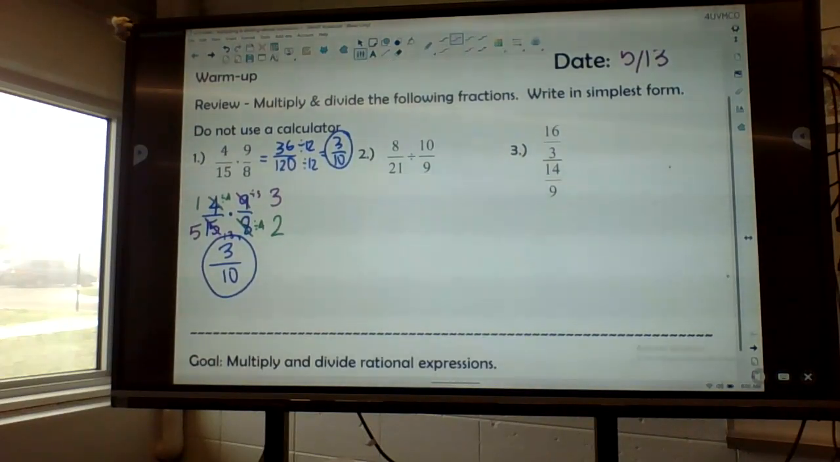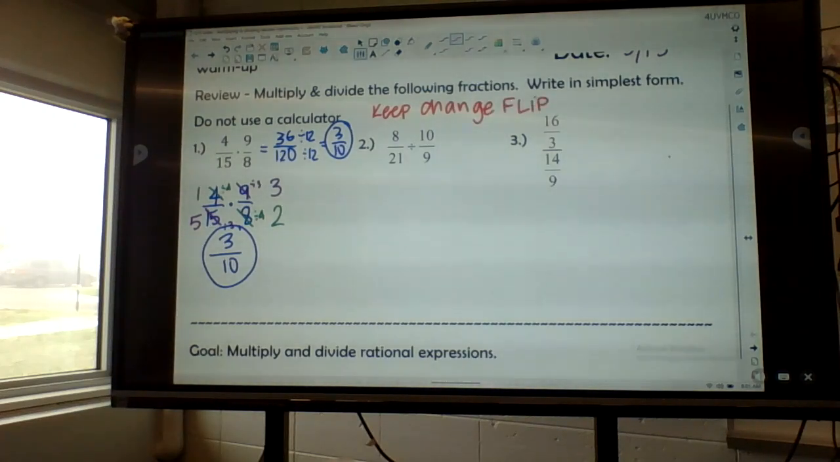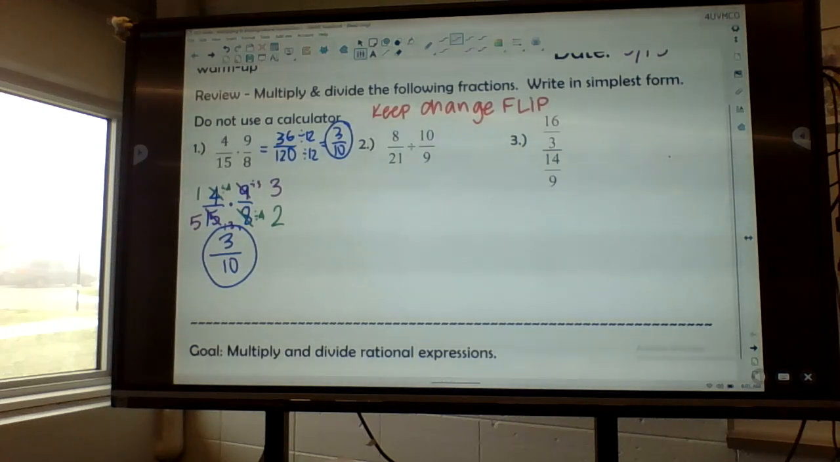So what's the rule for dividing fractions? So like number 2 in our warm-up. Do you guys remember? Yep. Keep, change, flip. And you might have heard it as keep, flip, change, but I like keep, change, flip. It makes more sense to me.